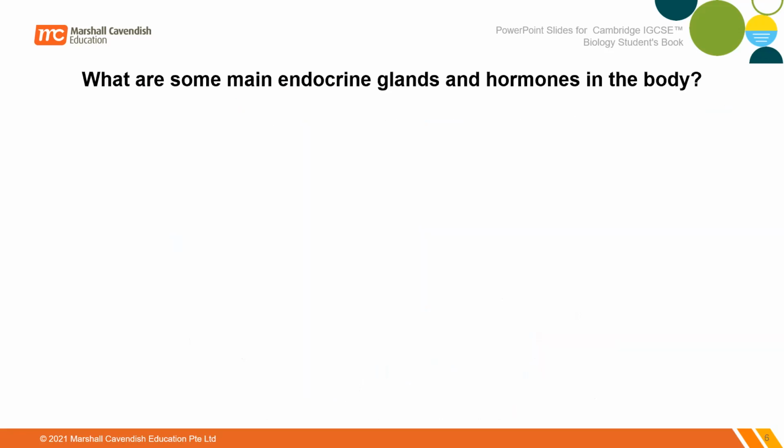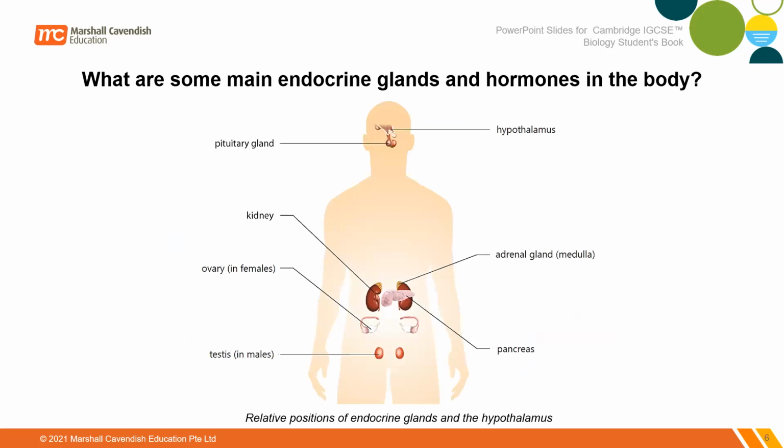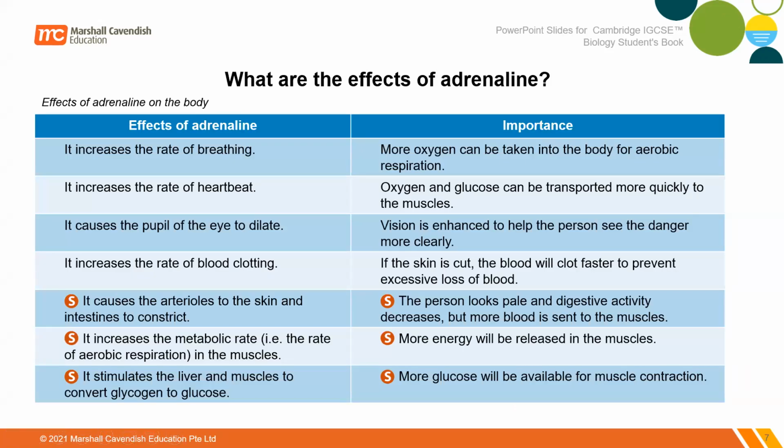The hormones that I want you to focus on are the hormones from the hypothalamus, pituitary glands, kidneys, or I mean the adrenal glands, the adrenaline, the pancreas which secretes some hormones, ovaries, eggs, and testes for male. All of them are definitely important. The effect of adrenal hormone is the most important that you have to focus on: the effects and the importance.